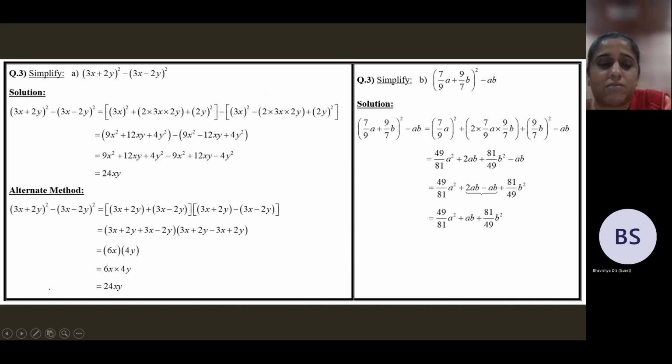Got it? Yes, ma'am. So you cannot cancel this 49 and 49, this 81 and 81. You cannot cancel because there's a plus sign. You're going past the plus or minus sign, whatever. You cannot cancel this and this because there's a minus sign. There are some signs in the middle, plus, minus, and all that. So this is the final answer.